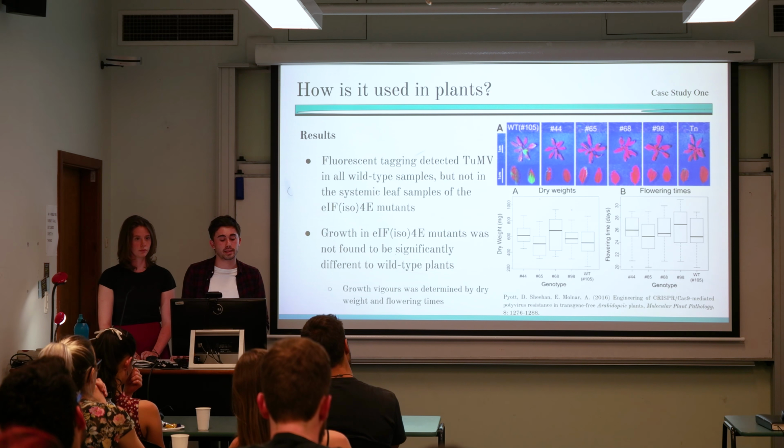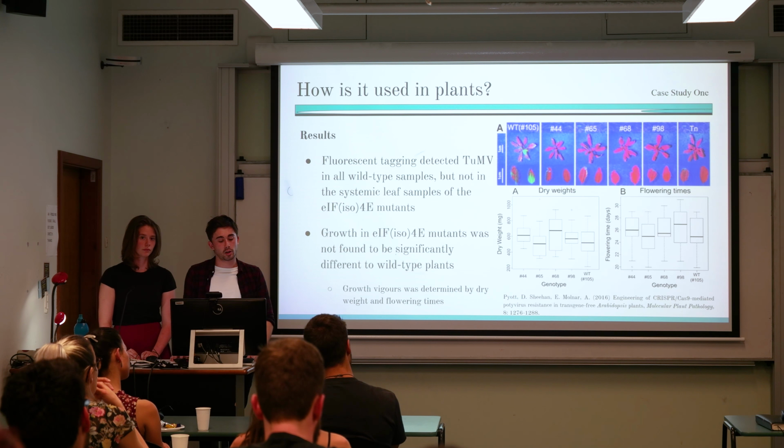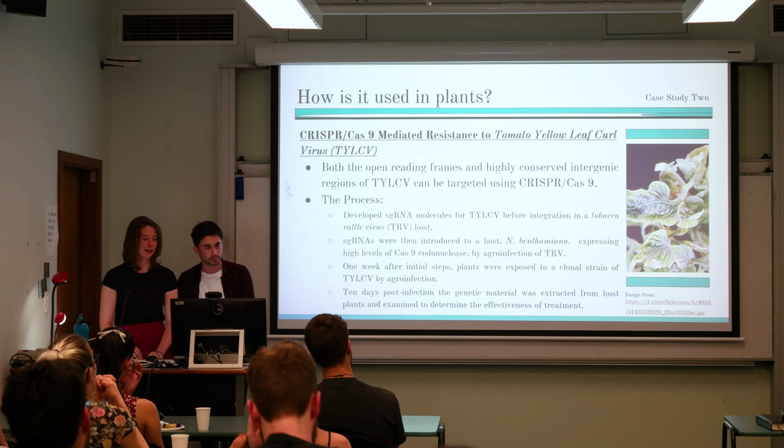Another thing to note here is that growth of EIF ISO 4E mutants was found to be insignificantly different to the wild-type. So not only can you confer viral resistance in Arabidopsis, but you won't inhibit its ability to grow. So the next thing we could talk about was CRISPR-Cas9 mediated resistance to tomato yellow leaf curl virus.